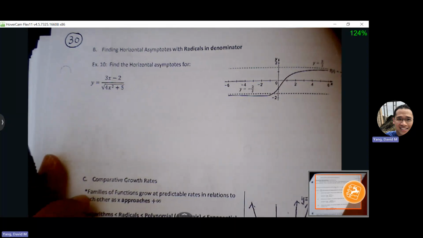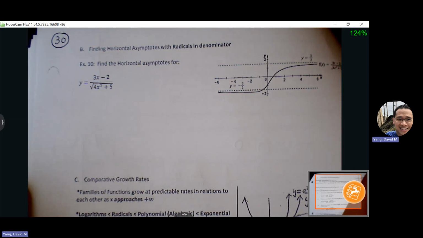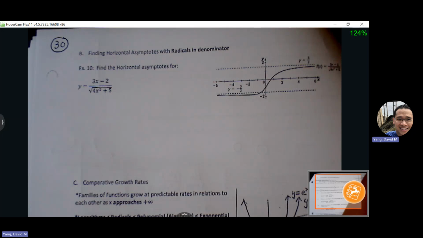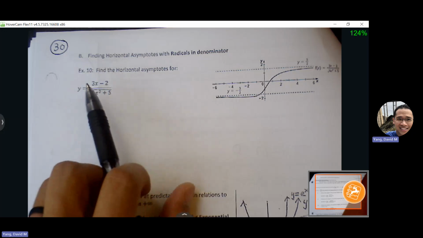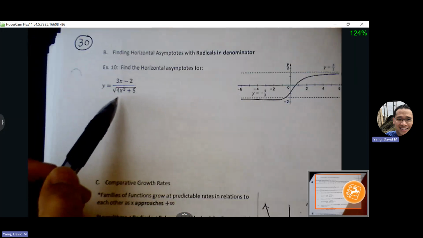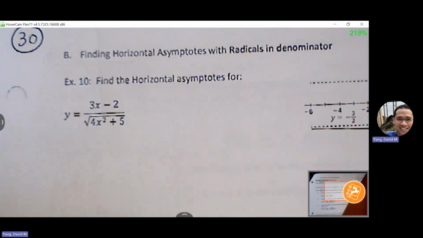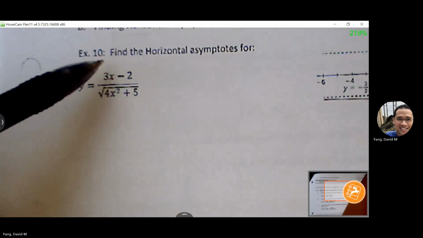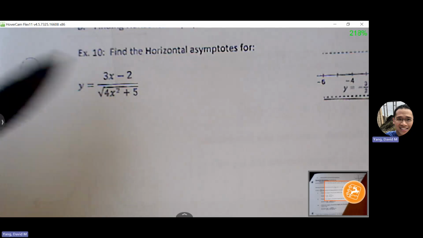So this is kind of an exception to the rule. This is kind of like a special case because this graph is a little bit strange. So let's talk about this function here, 3x minus 2 over the square root of 4x squared plus 5. If I were to ask you to compare degrees between numerator and denominator, what would you say? Numerator has degree what? 1. What's the denominator's degree?